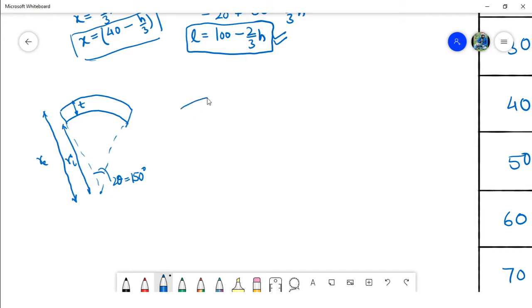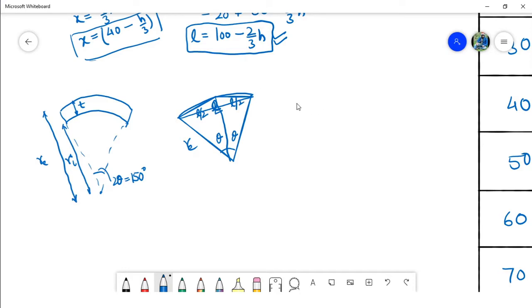The difference RE minus RI is the thickness of this arch dam. Let us say this is the arch, and this is the span L. This line is perpendicular to this span, so it will bisect the angle, so this will be theta and this will be theta, and this is the external radius RE. This is the total span, and this will divide it into L by 2.